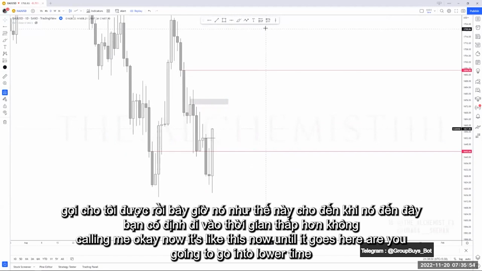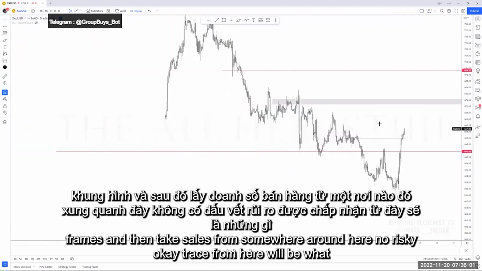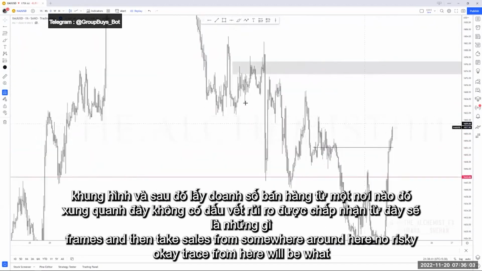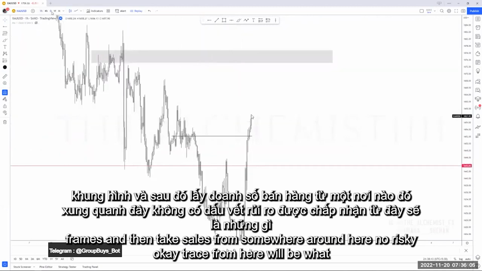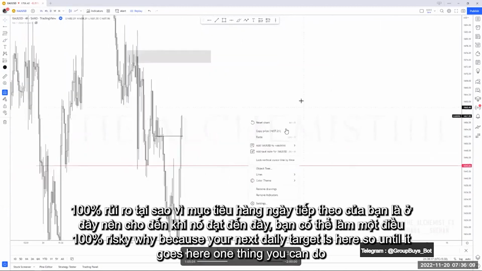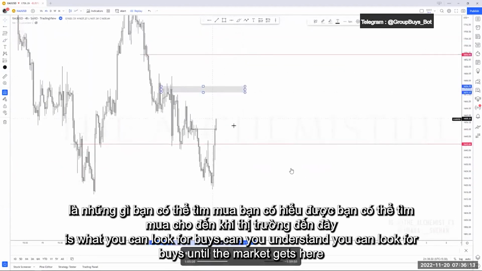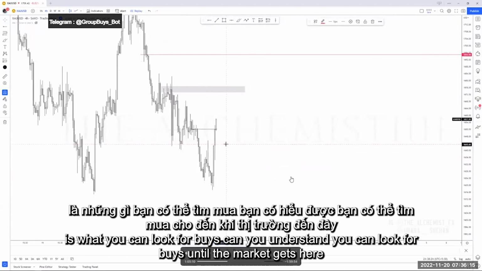Now it's like this. Until it goes here, are you going to go into lower time frames and take sells from somewhere around here? No, risky. Trades from here will be 100% risky. Why? Because your next daily target is here. So until it goes here, you can look for buys.